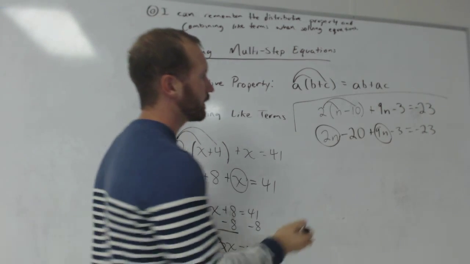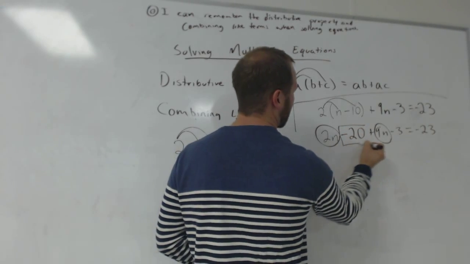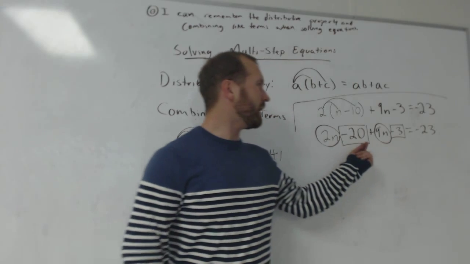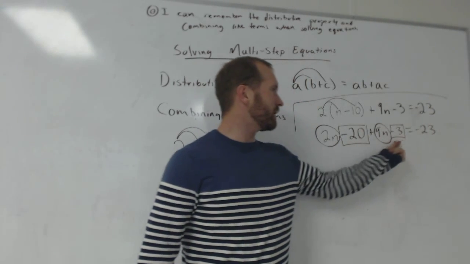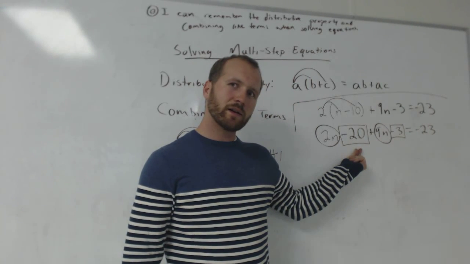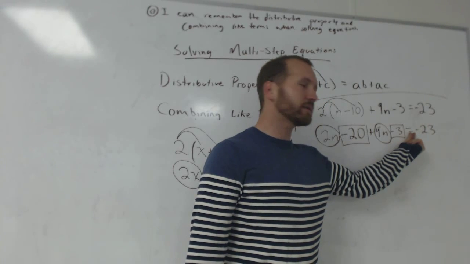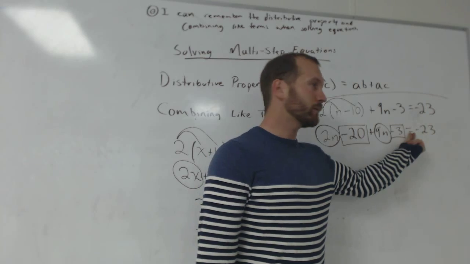The minus 20, minus 3, and is the negative 23 a part of that? Great question. Can I combine the negative 23 with these other constants? No. It's totally apart because it's on the other side of the equation.